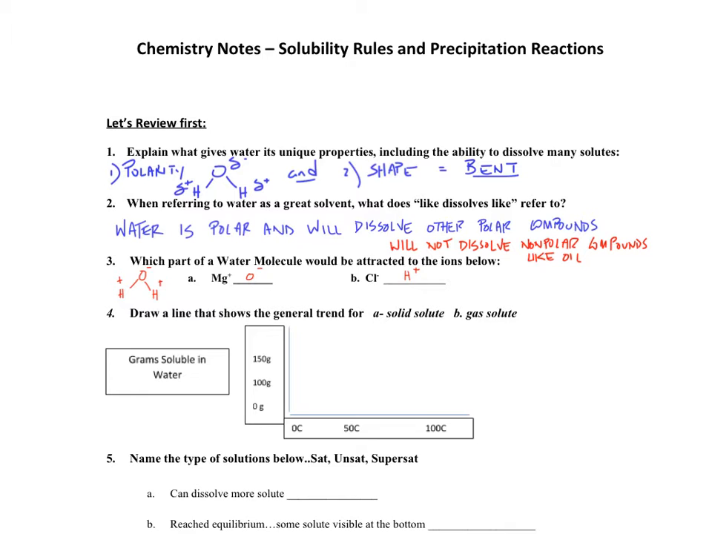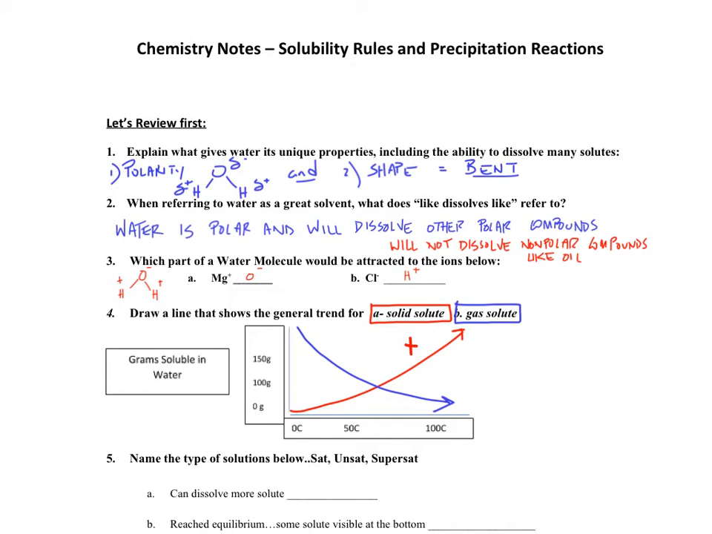Number 4, draw a line that shows a general trend for a solid solute and a gas solute. So one of the things that we talked about previously is that as the temperature increases, a solid substance dissolves more readily into that solution. So solids are typically going to have a positive correlation. In other words, they're going to have a positive slope.